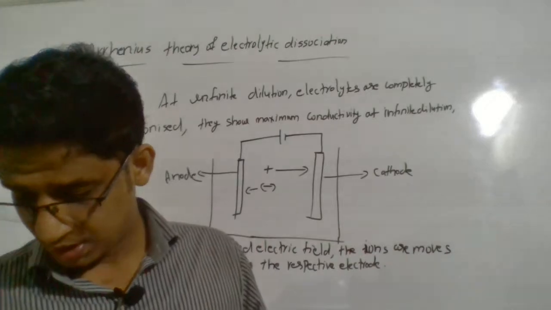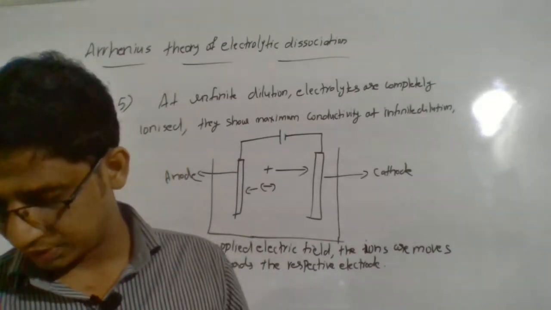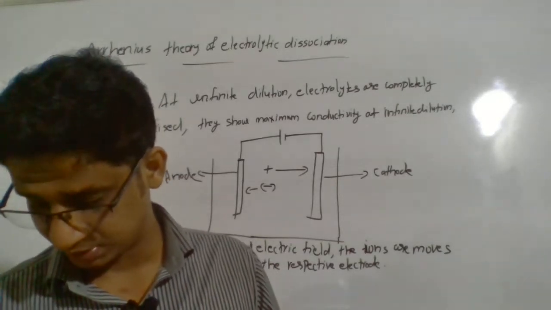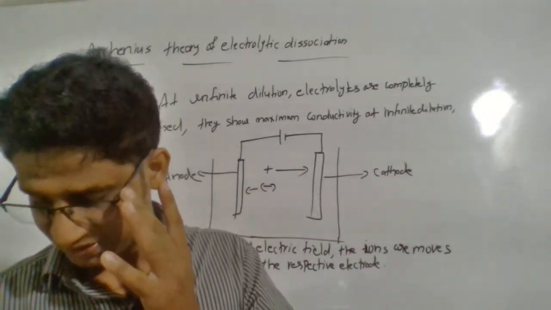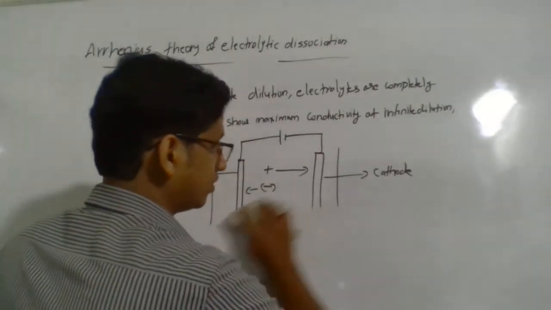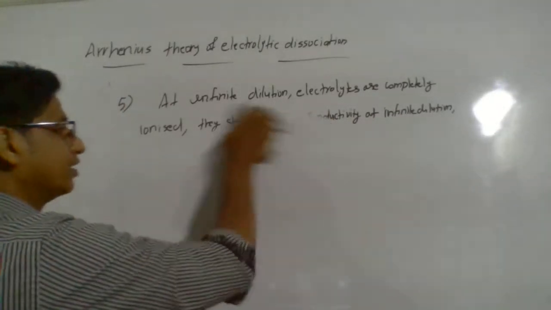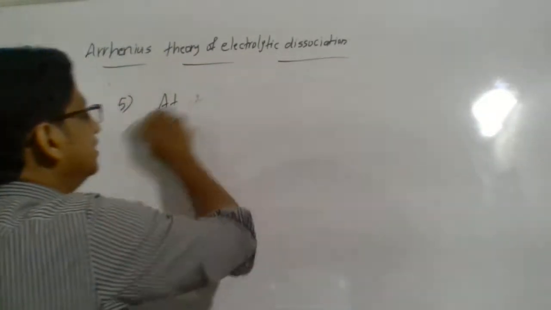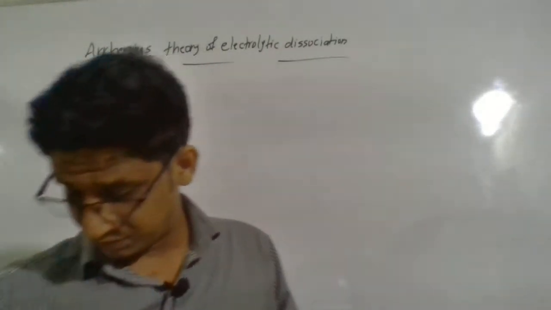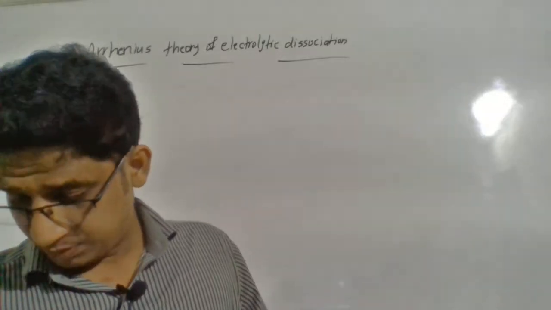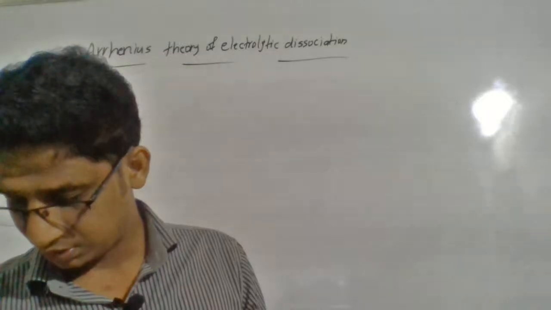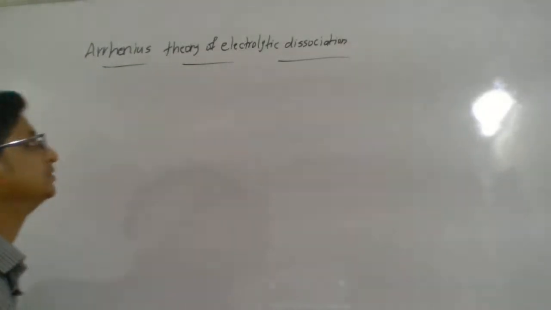Next, the conductance of an electrolytic solution is due to the migration of the ions toward the oppositely charged electrode, and greater the ionization, greater the conductance. This point we already know, because ions are moving. Because of the movement of ions, the conductance is possible. It is the movement or migration of ions to the respective opposite electrode that is responsible for the conductance.